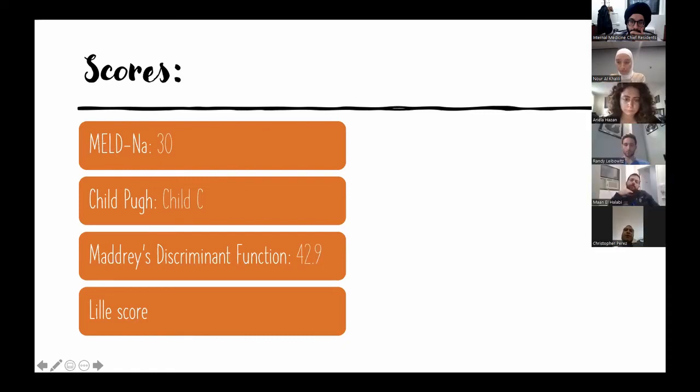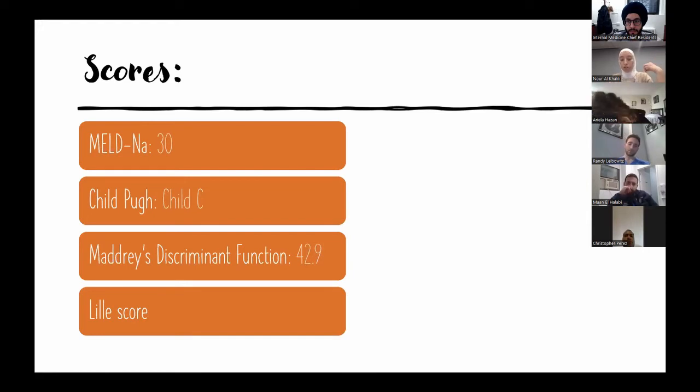So MELD score usually tells you the expected survival rate within 3 months. Correct me if I am wrong. Yeah, it can help you with the mortality in 30 days and 3 months. And also it's more accurate to see if the patient would benefit from steroids or not, compared to Maddrey's score. Maddrey's score also, if it's more than 32, can help you decide that this patient has poor prognosis and then he might benefit from steroids.